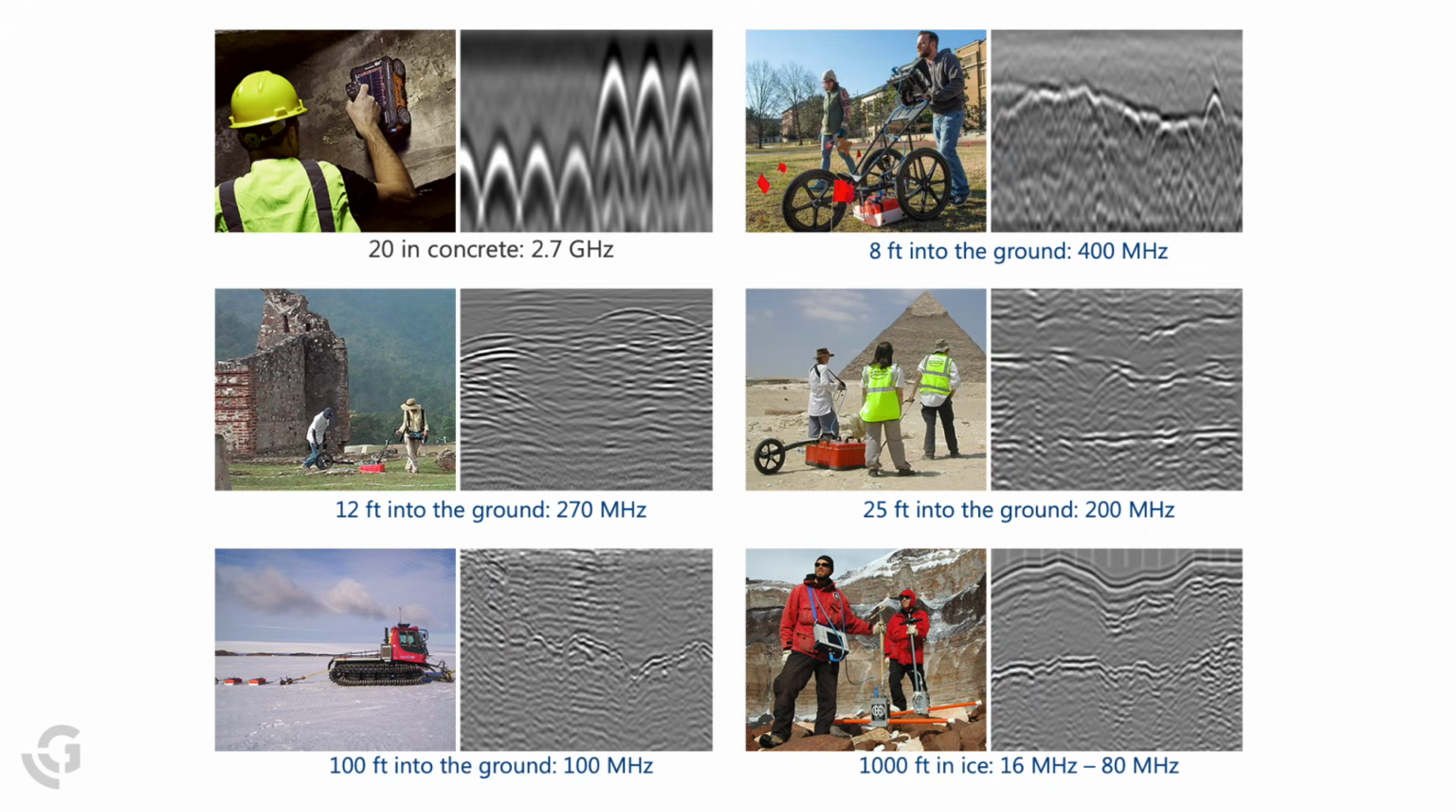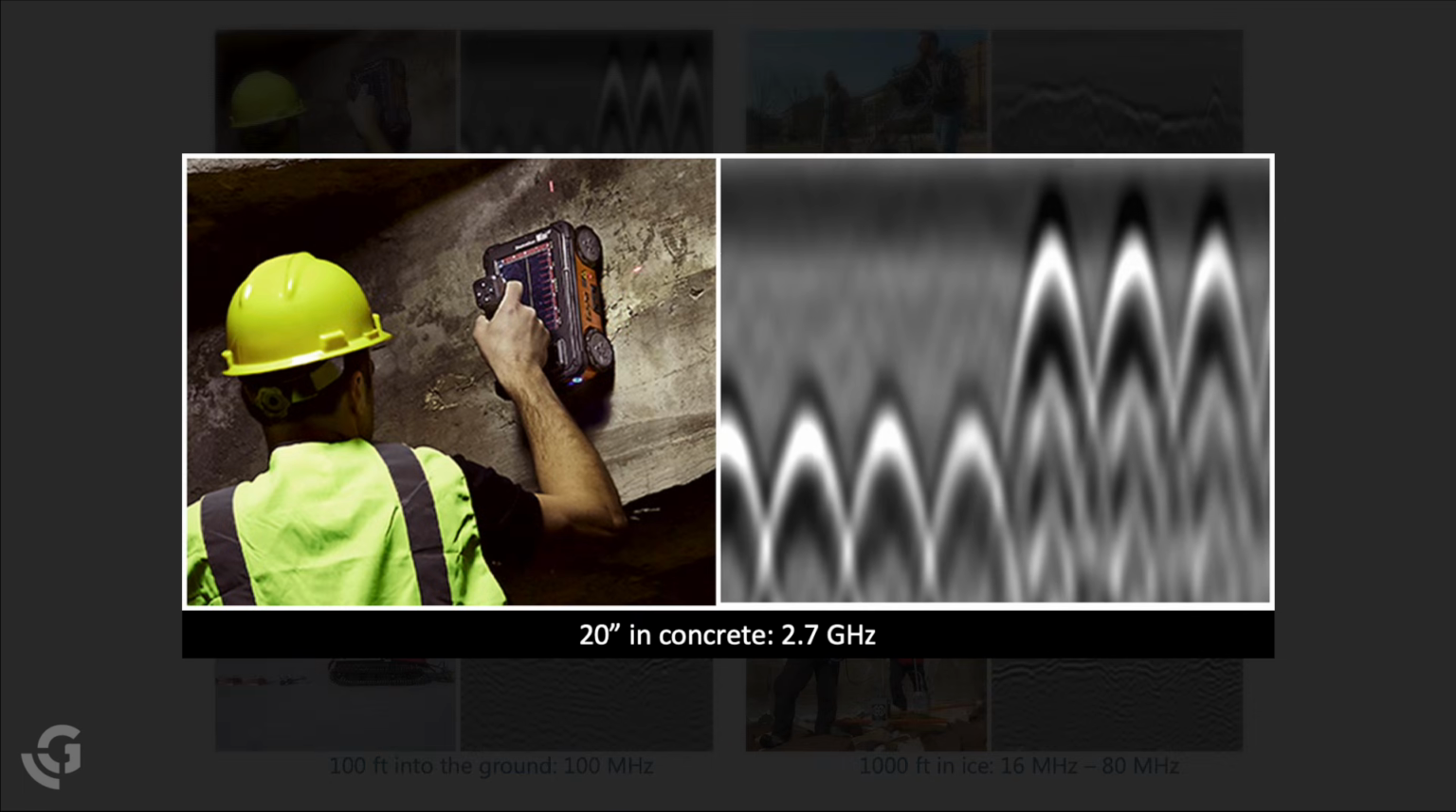Let's look at an array of different antenna systems and see how they vary in frequency. Looking at high-frequency systems that get us very high resolution, all the way down to lower frequency systems that get us much deeper depth penetration. Starting with the Structure Scan XT system at 2.7 gigahertz, we get very high resolution data, with the trade-off being we only get about 24 inches in depth penetration.